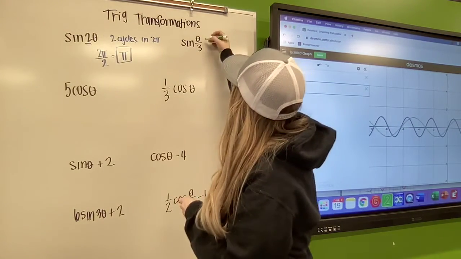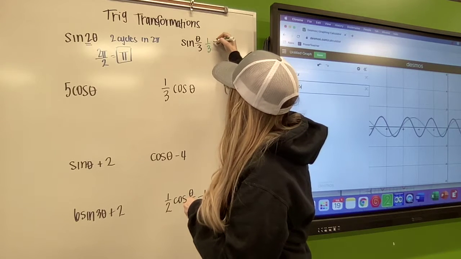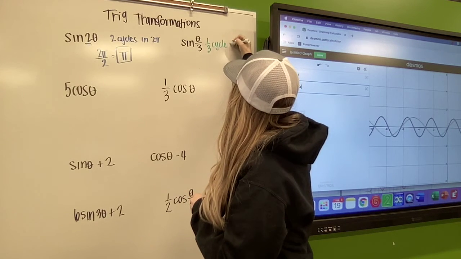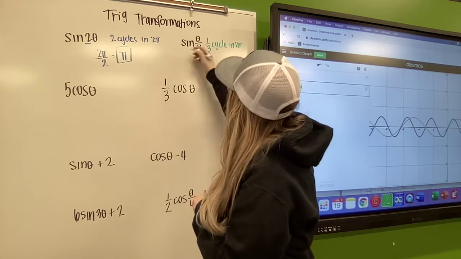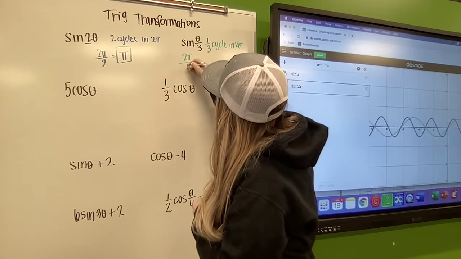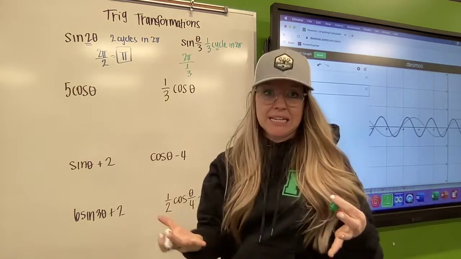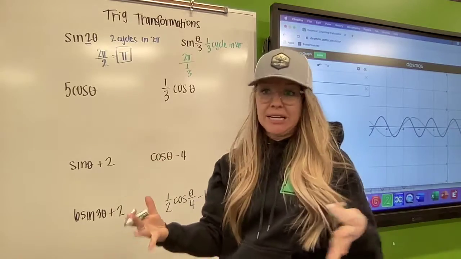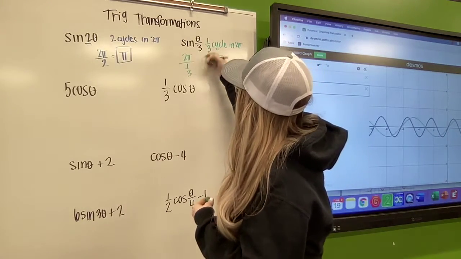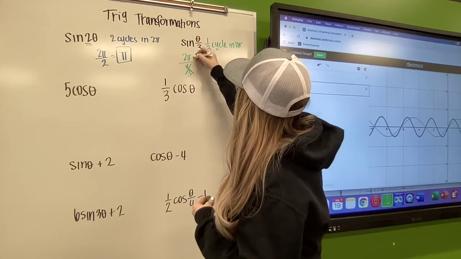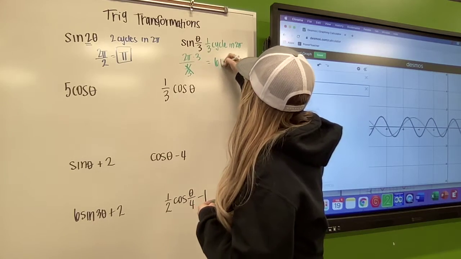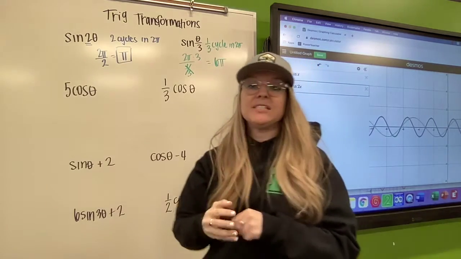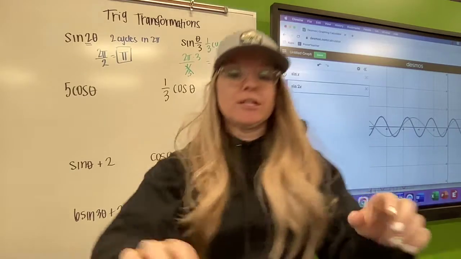Same thing with this one, but now I have theta over 3. This one is telling me that we're going to see 1/3 of a cycle in 2 pi. So we're still going to take that 2 pi and divide it by the 1/3 to see what my new period is. Dividing by 1/3 is the same as multiplying by 3. So here we're going to see a period length of 6 pi. So let's see what that looks like.